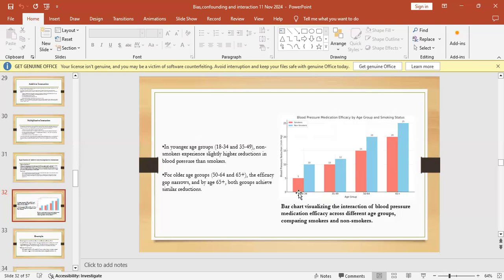In younger age groups, 18 to 34 years and 35 to 49 years, non-smokers experience slightly higher reduction in blood pressure than smokers. While for older age groups, that is 50 to 64 and 65 plus years, the efficacy gap narrows, which shows that by age 65, both groups achieve similar reductions in blood pressure.